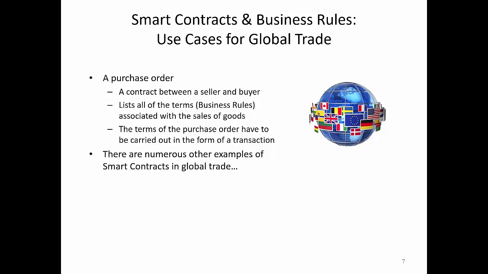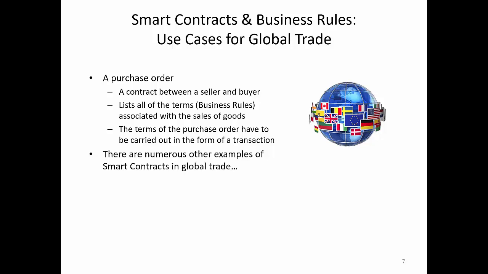What does that purchase order do? Yes, it's a contractual agreement, but it lists all of the terms or business rules associated with the sale of goods. Product description, raw materials requirements, price, currency, Incoterms rules, last ship dates, payment terms, everything we see on a normal purchase order, but now digitized in the form of a smart contract.